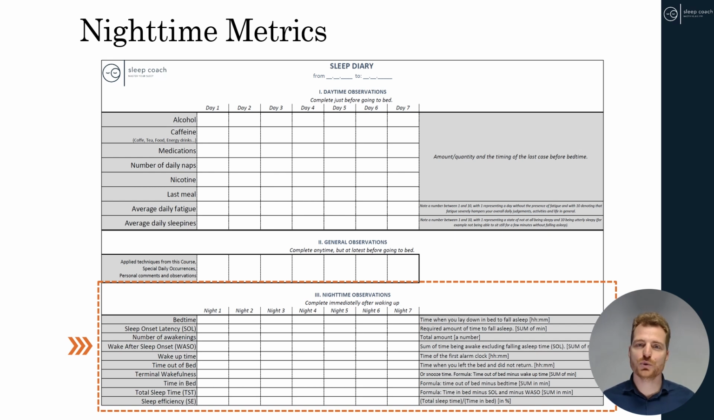Time in bed is the total amount of time you've spent in bed, or time out of bed minus the bedtime. Total sleep time is the net amount you've slept. You subtract the wake after sleep onset and sleep onset latency amounts from the time in bed. Sleep efficiency is the final metric we will be observing and is calculated by dividing total sleep time with the amount of time spent in bed. You write it in percentages. This is also the main metric that we aim to improve.